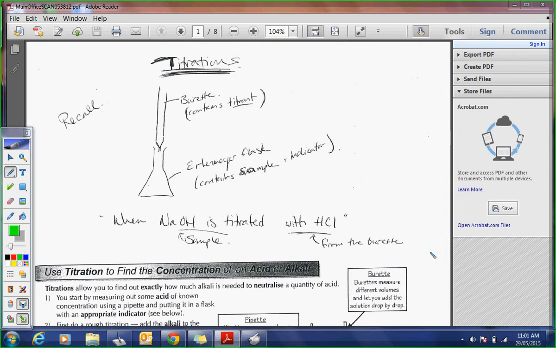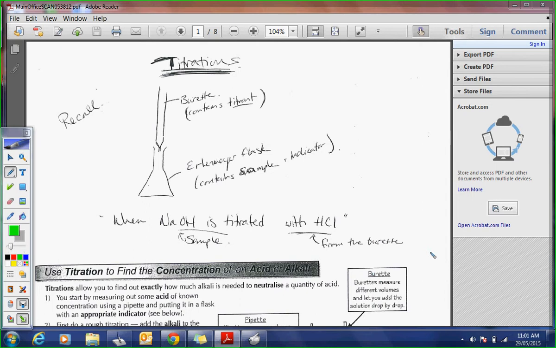Here we go. Titrations. So this is a bit of a review from the redox titrations that we did. There's a burette. It contains a titrant. There's an Erlenmeyer flask. It contains the sample and the indicator. Can I tell you how many students do not know the titrant is in the burette? So memorize it now.